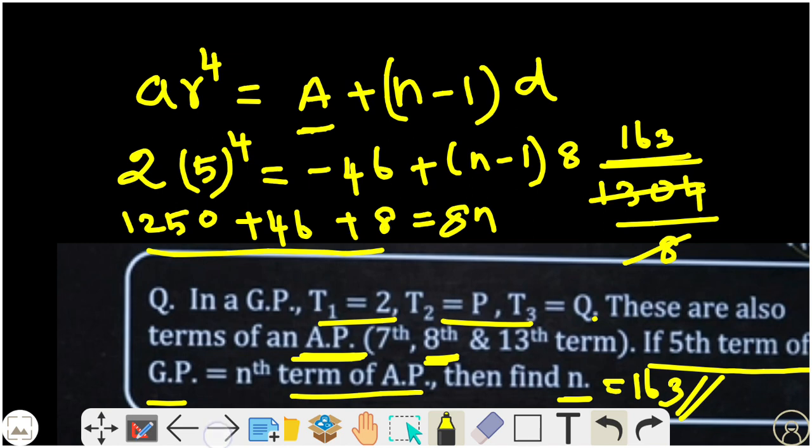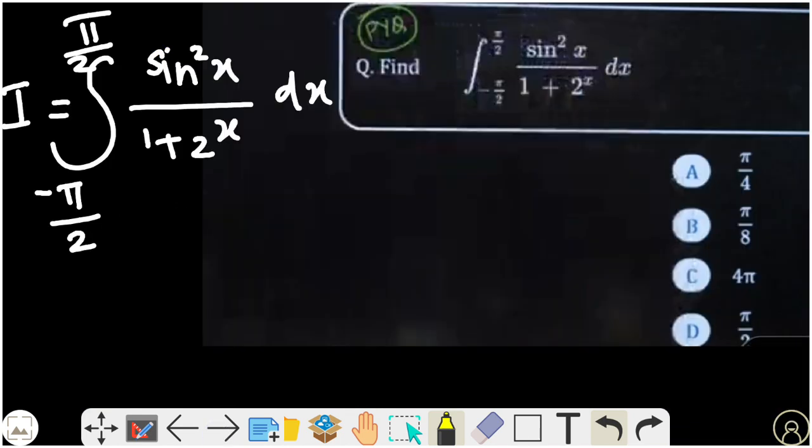Okay, so let's move on to the third question. The third question comes from calculus, I think. So I is equal to the integral from minus pi by 2 to plus pi by 2 of sine square x divided by 1 plus 2 power x into dx.